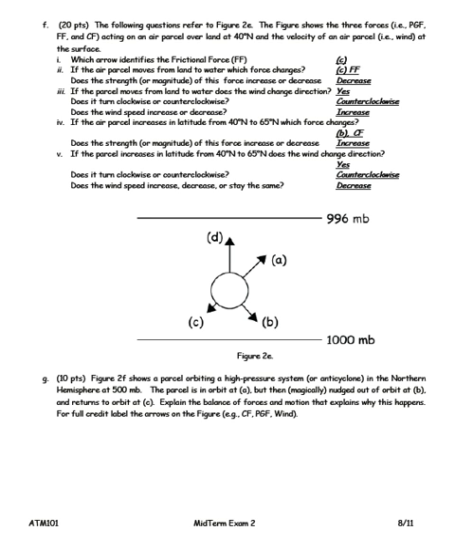The first part of this question, 1. Which arrow identifies the frictional force, FF? And the answer is C. The frictional force is the arrow to the lower left. The frictional force is always opposite to the velocity or wind direction. And so in this case, C is opposite A. A and C are the only pair of arrows that are directly opposite each other. The other way to look at this is looking at the pressure gradient.